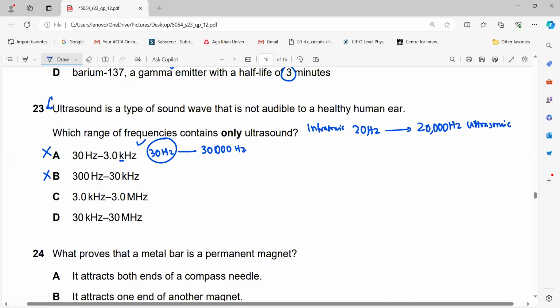Then I have 3 kilohertz, which is 3,000 hertz, to 3 megahertz, which is 3 million hertz.